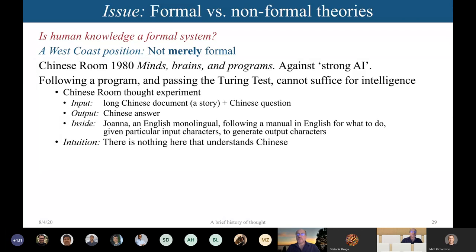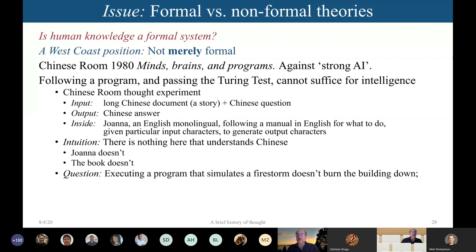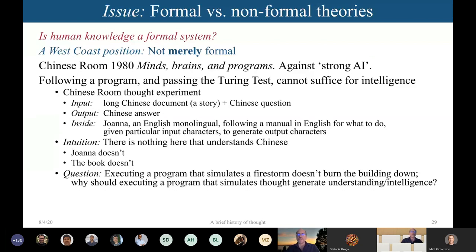The intuition that this thought experiment is designed to deliver is that there is nothing here that understands Chinese. Joanna doesn't. Obviously, the instruction manual, a mere book, can't understand anything. The conclusion then follows. Manipulation of meaningless symbols following even a program that passes the Turing test can't be sufficient to generate understanding or intelligence. After all, executing a program that simulates a firestorm doesn't burn the building down. Why should executing a program that simulates thought generate understanding or intelligence?